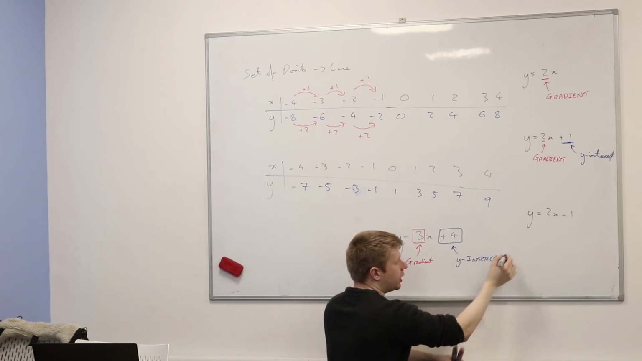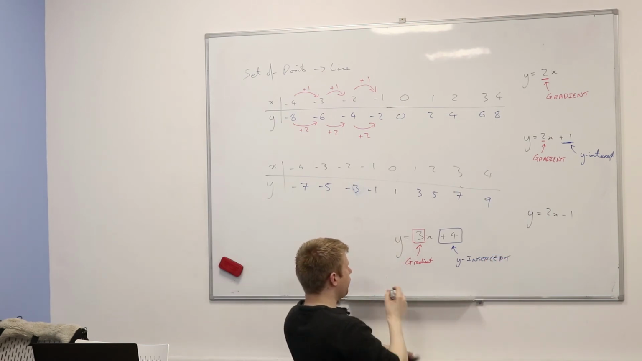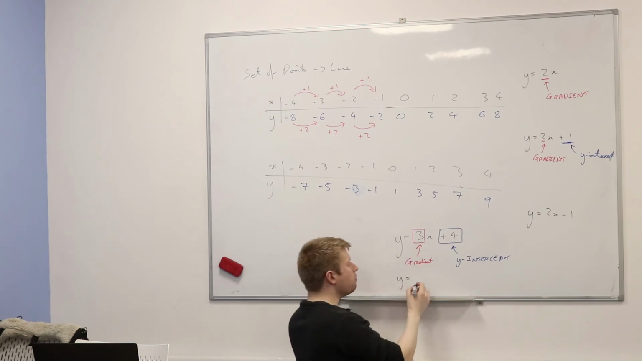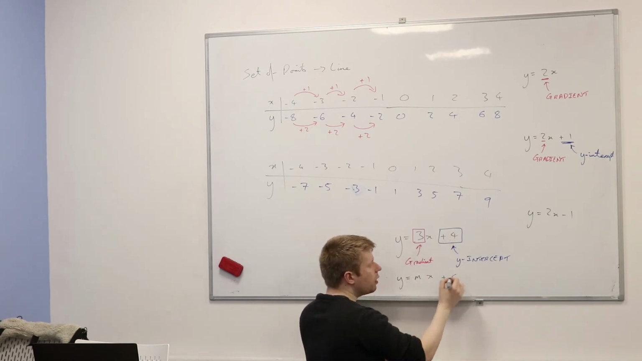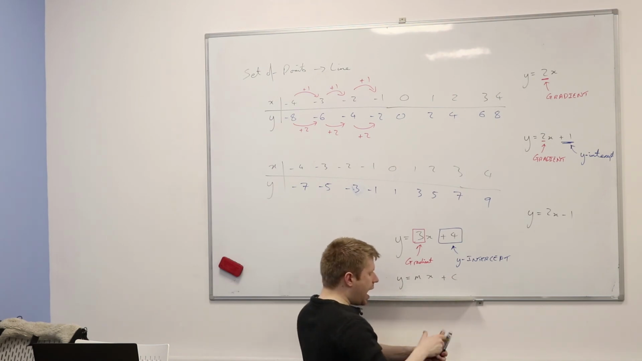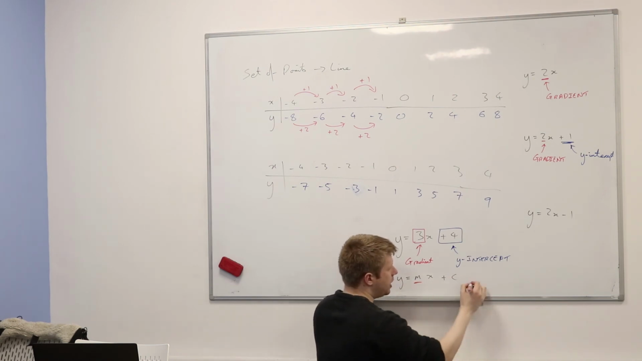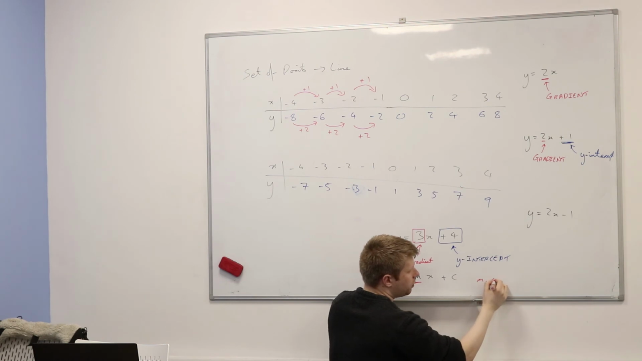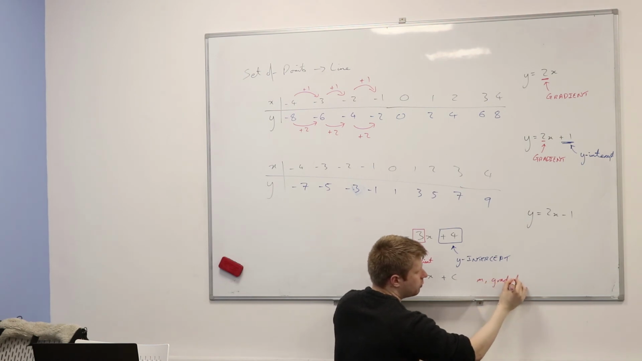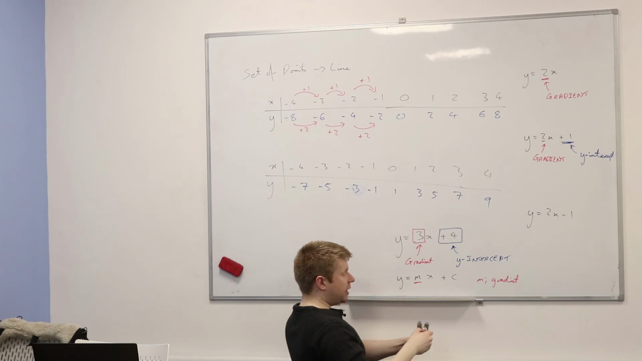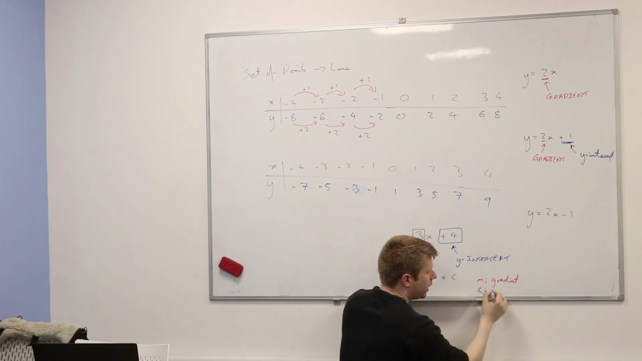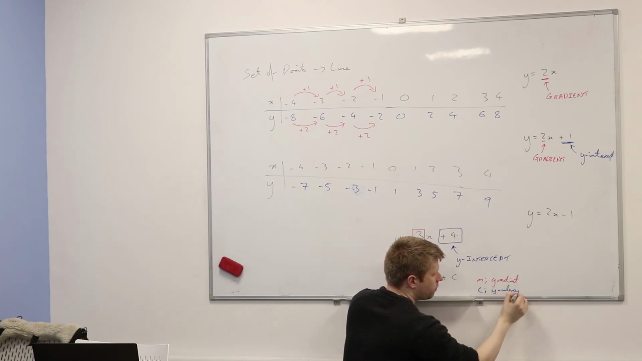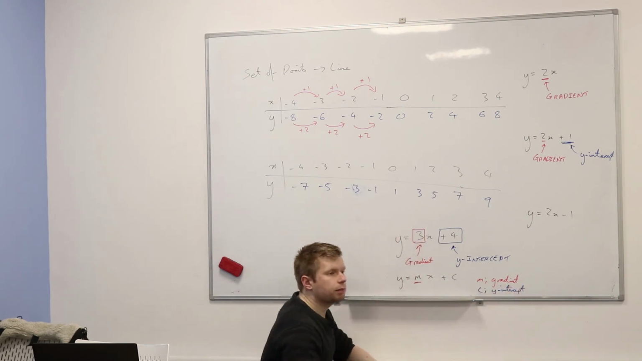So what we can do is generalize this, and say, if I have y equals some number, let's call it m, times x, plus another number, let's call it c, my m, this number here, corresponds to my gradient. And my c, whatever number goes on the end there, is just my y-intercept. Does that make sense? Does that make sense to everyone?